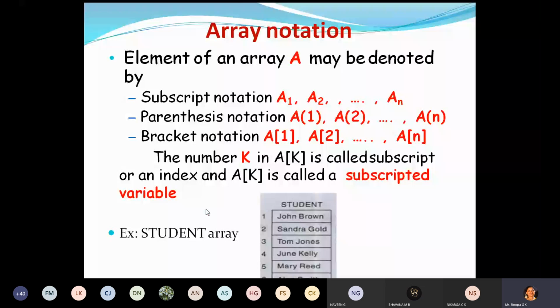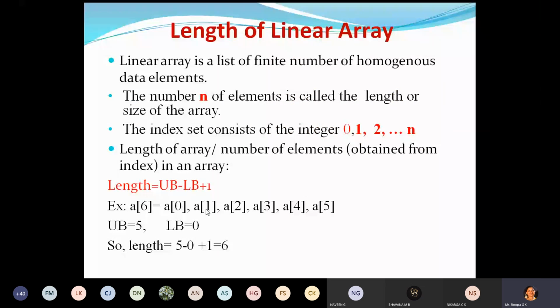Now, length. Okay, listen carefully. Length of a linear array. What is a linear array? Linear array is a list of finite number n of homogeneous elements. As we all know, array is nothing but a collection of homogeneous elements. So linear array is a list of finite number n of homogeneous elements. This number n of elements is called the length or the size of the array.